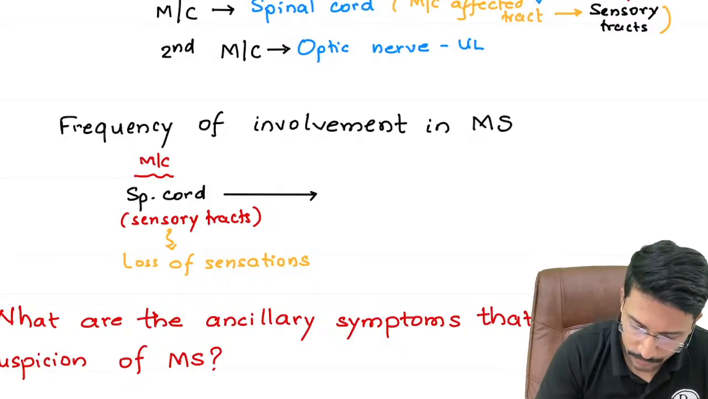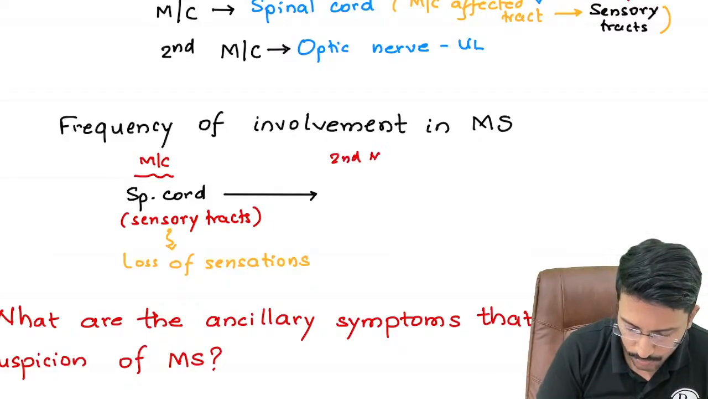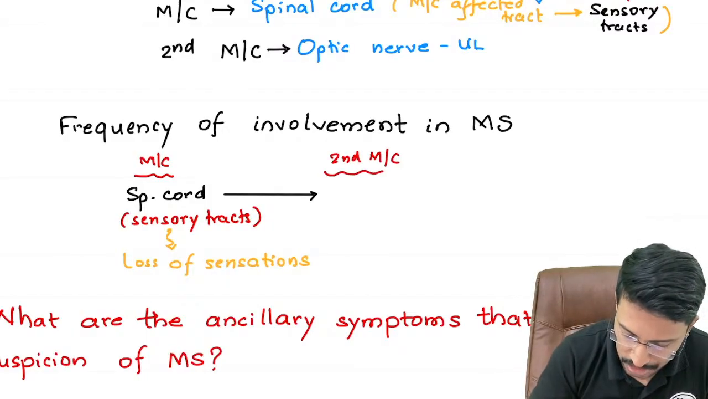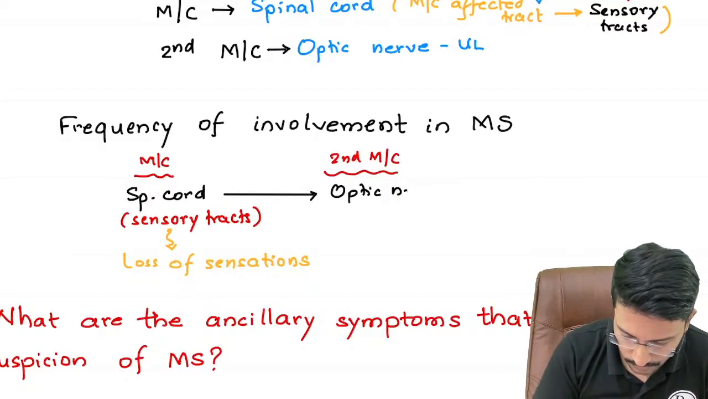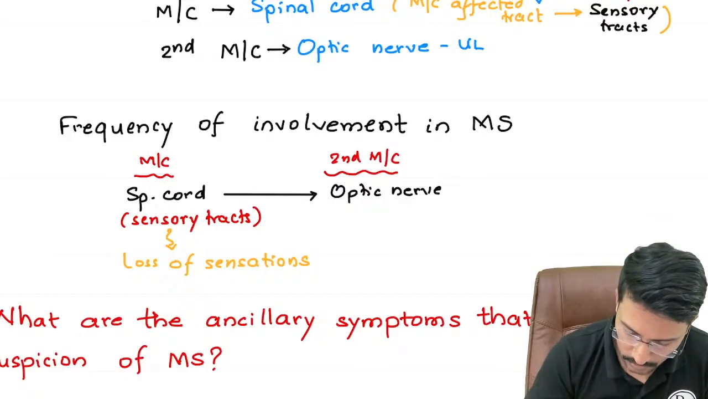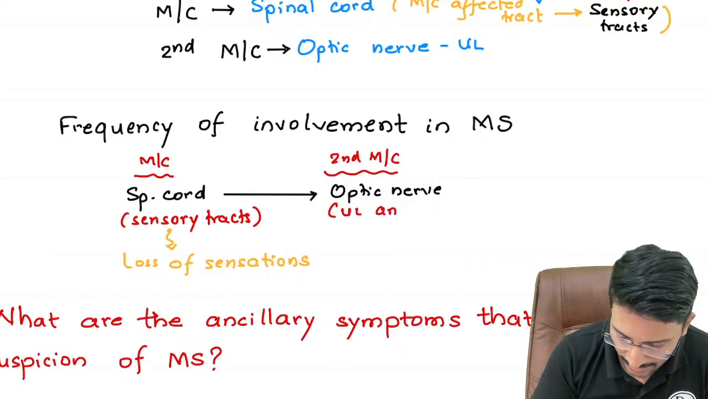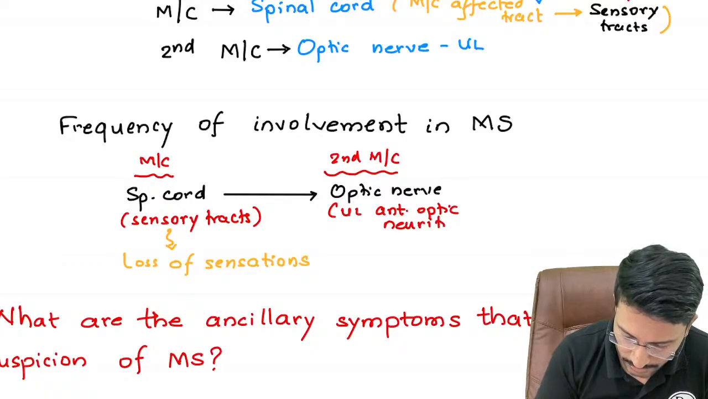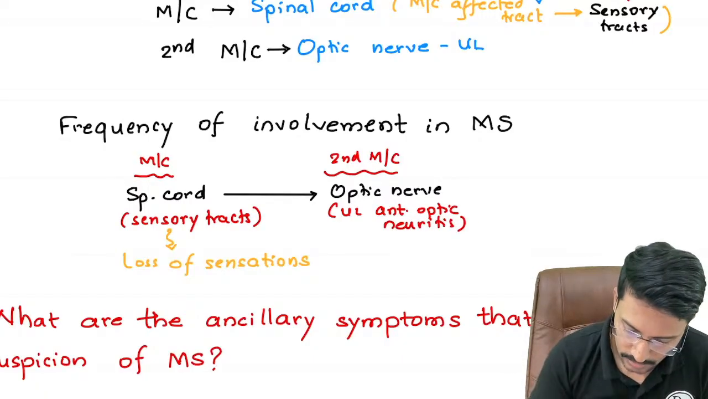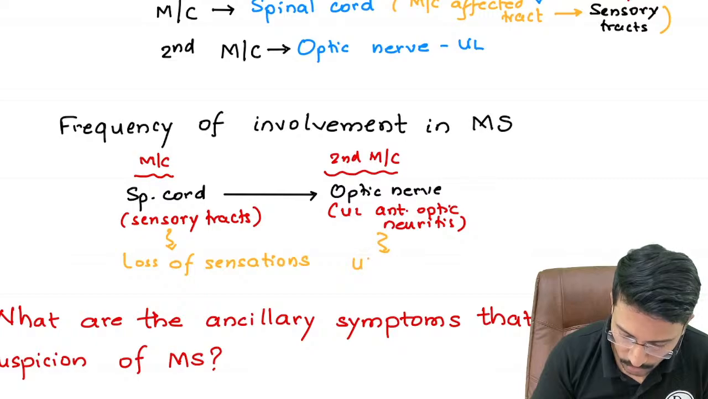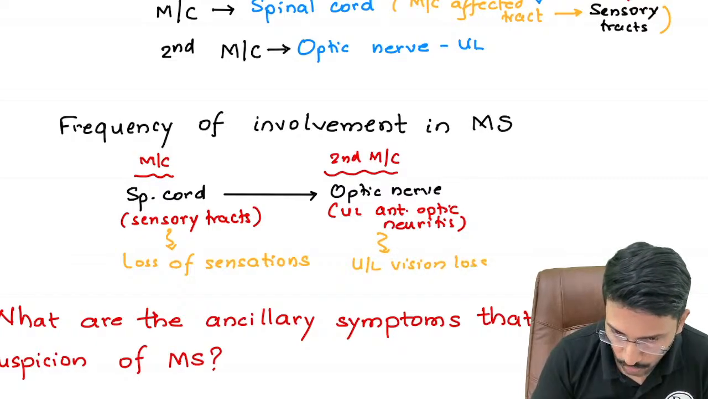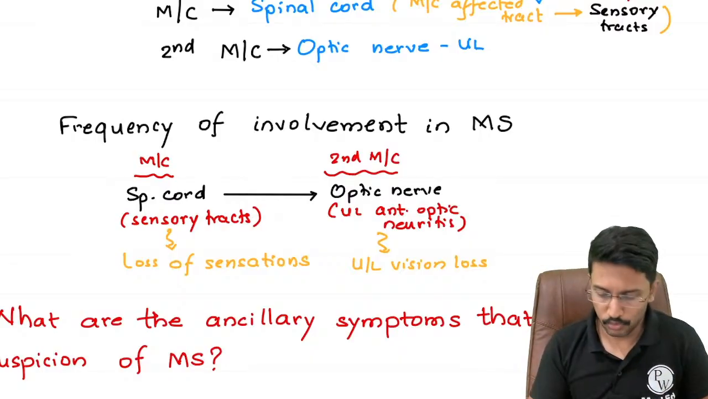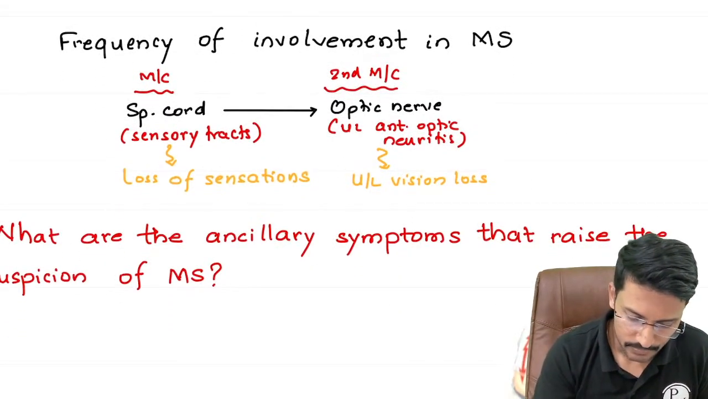The second most commonly affected site of demyelination in multiple sclerosis is the optic nerve. So it causes unilateral anterior optic neuritis. What will be the symptom? There will be unilateral vision loss. The patient may not be able to see in one of the eyes. That is the second most common symptom that we can expect.